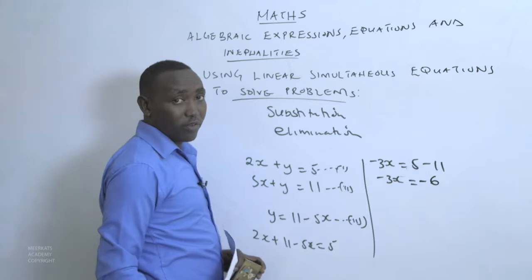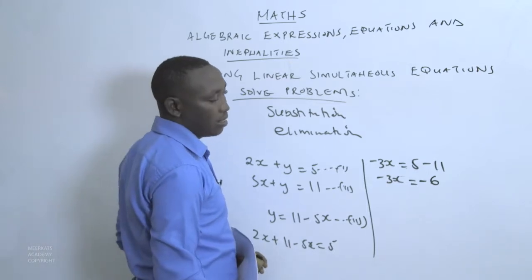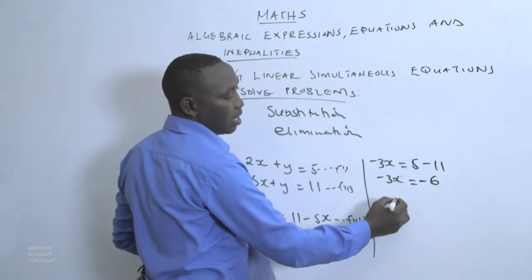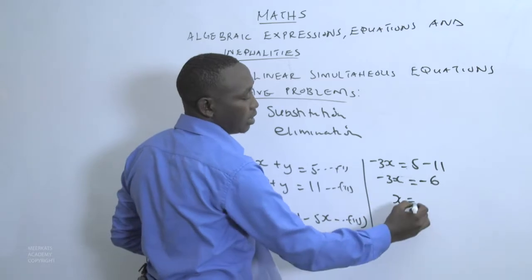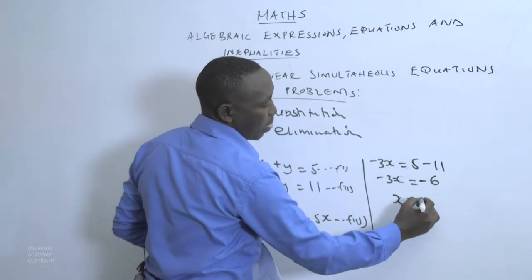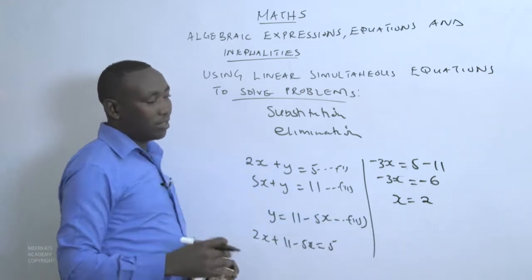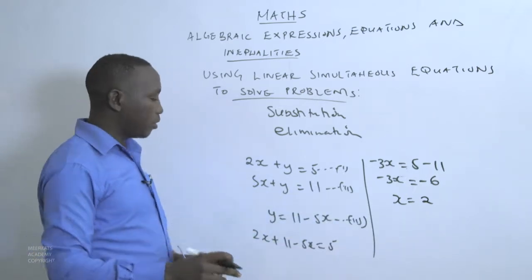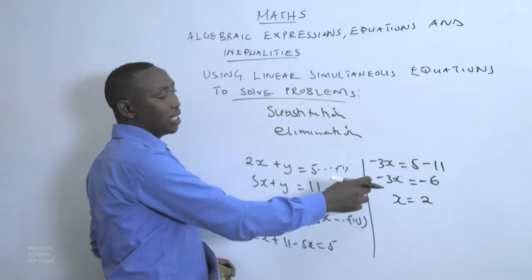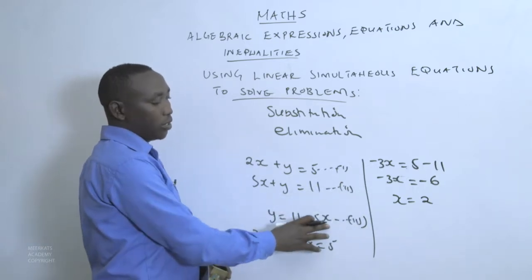When you want to get the value of x, you divide both sides by negative 3, and this will leave us with x is equals to 2.